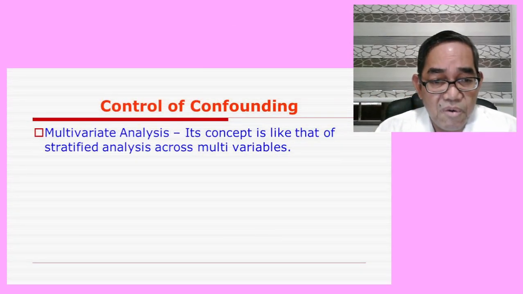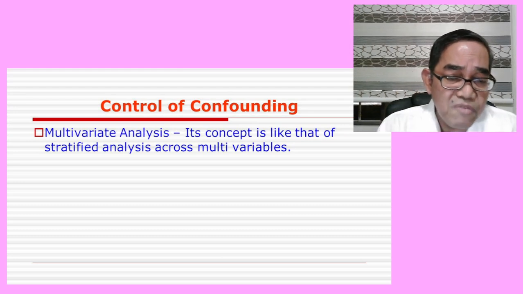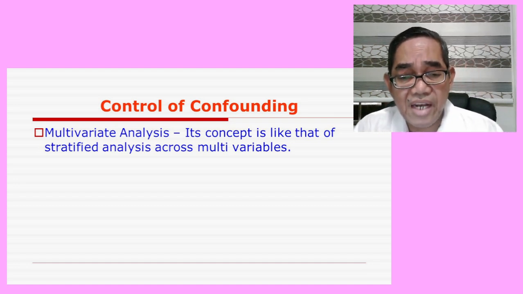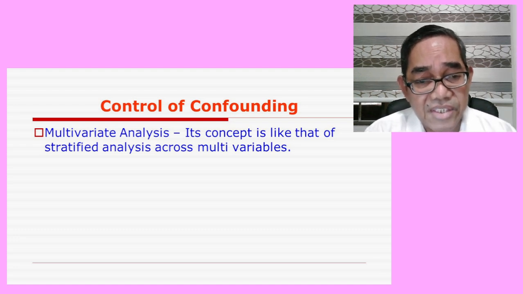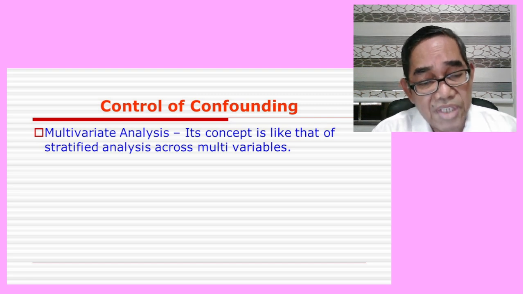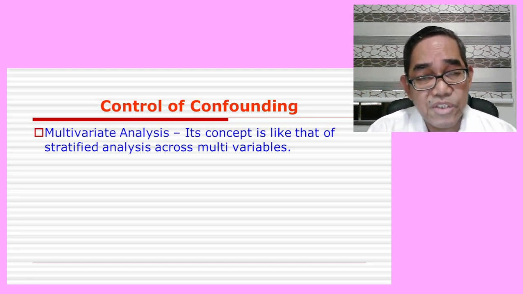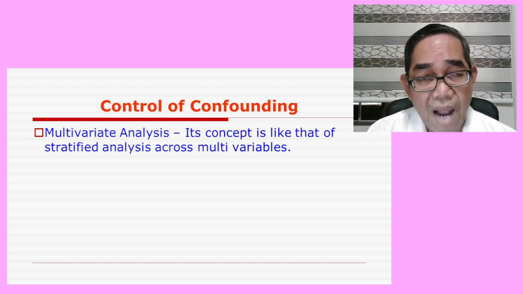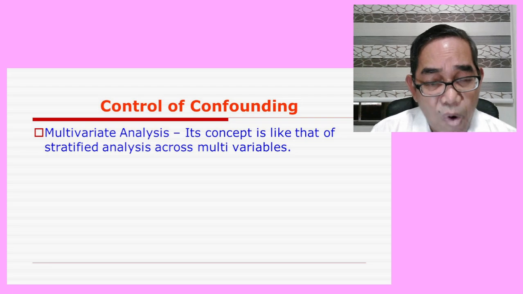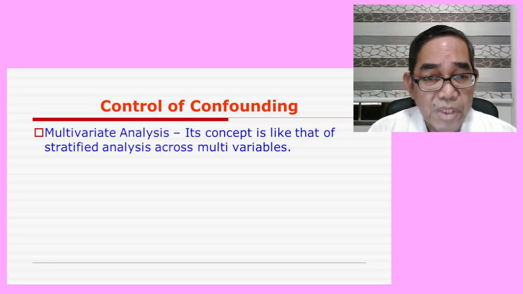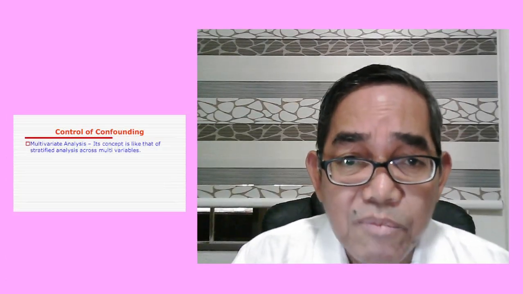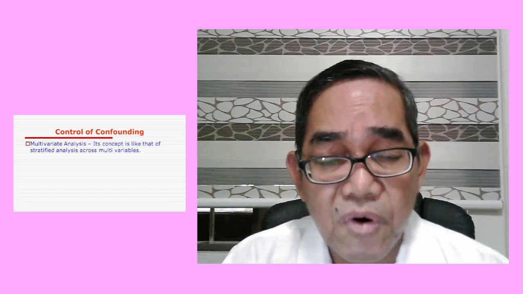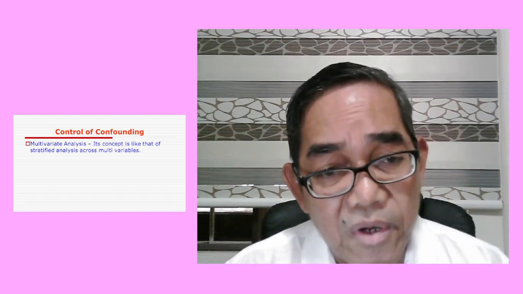Okay, and then another way of controlling for confounders is by using multivariate analysis. The concept of multivariate analysis is very much like that of a stratified analysis. But with stratified analysis, we add just one more variable when looking into the relationship between an independent and the dependent variable. In our example, we added smoking as another variable. But with multivariate analysis, we add more than one variable. So there will be 2, 3, 4, 5, etc. variables that you control in the analysis.